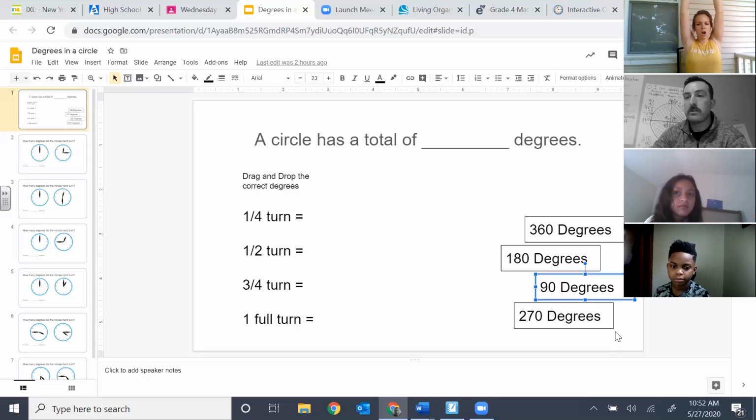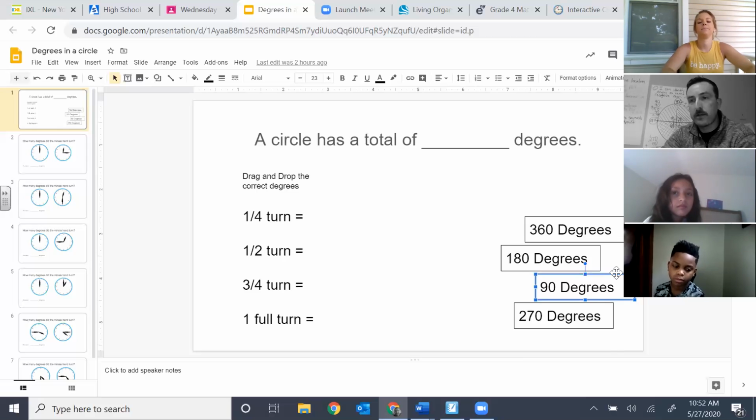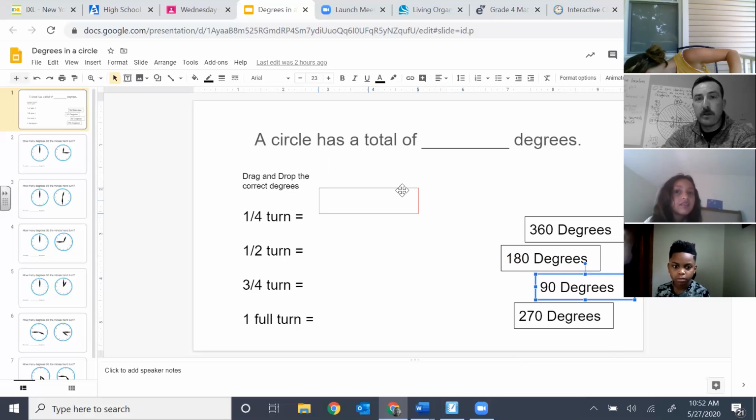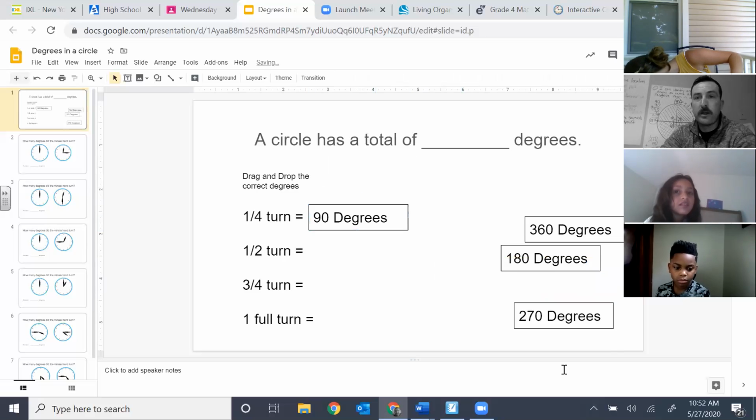180. Yeah. So a quarter turn, remember we just did this with our body. We turned 1/4 of the way. How many degrees is that? Maron, you gotta unmute yourself. 90 degrees. Yeah, so you drag that up and place it next to that and do the rest for these.